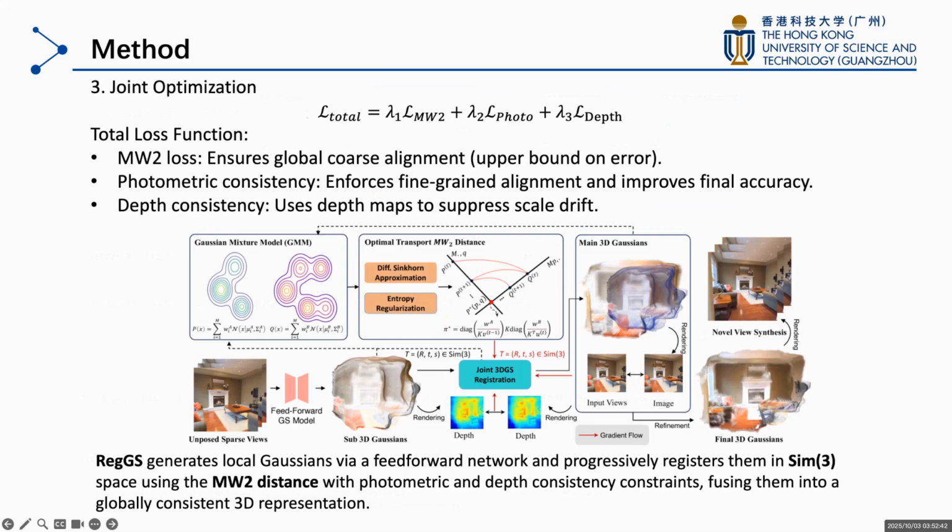However, MW2 alone can only provide coarse alignment. To improve accuracy, we add two more constraints: photometric consistency and depth consistency. MW2 ensures global alignment and avoids large errors. Photometric consistency refines the alignment at the pixel level. Depth consistency reduces scale drift by using depth maps. The final loss is a weighted sum of these three parts. With this joint optimization, RegGS can generate local Gaussians and align them step by step in Sim3 space, finally fusing them into a globally consistent representation.